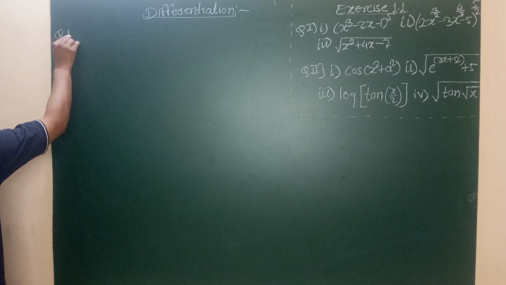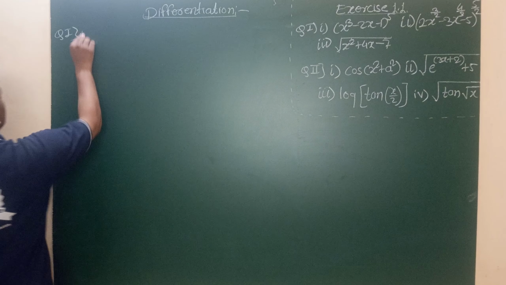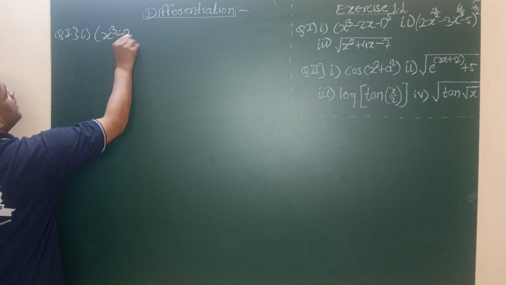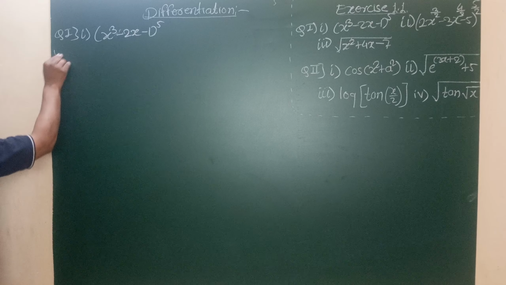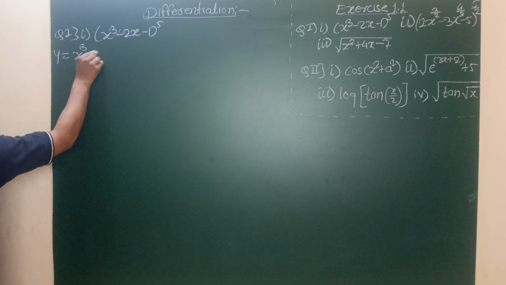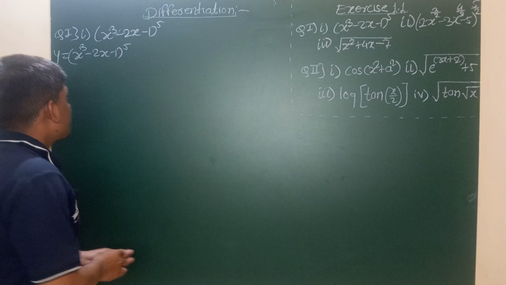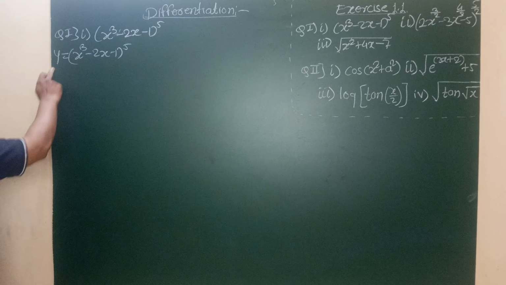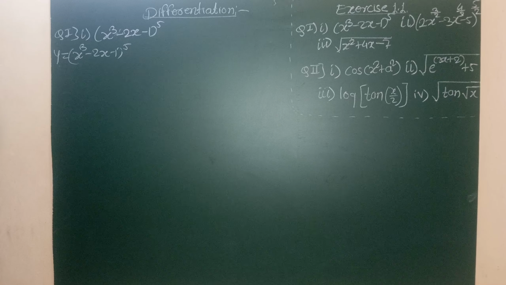This is question number 1. Differentiate the function with respect to x. The first one is x cube minus 2x minus 1, bracket raised to 5. This is the function y, which is equal to x cube minus 2x minus 1, whole bracket raised to 5. When we see these functions, they are in the form of variable x, having some power n, that is x raised to n. We use the formula for x raised to n for solving these problems.